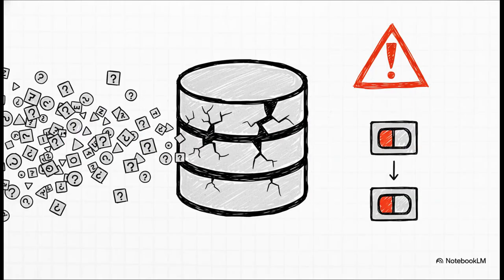But, and this is a huge warning, you have to be so careful. With the checks off, the database will happily let you create orphan records: orders with no user, employees in departments that don't exist. So the key is to use this power wisely, and most importantly, always remember to turn the checks back on the second you're finished.